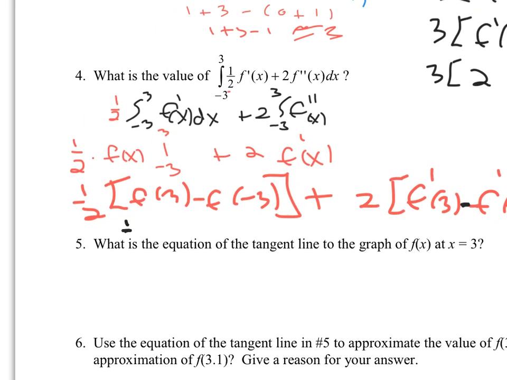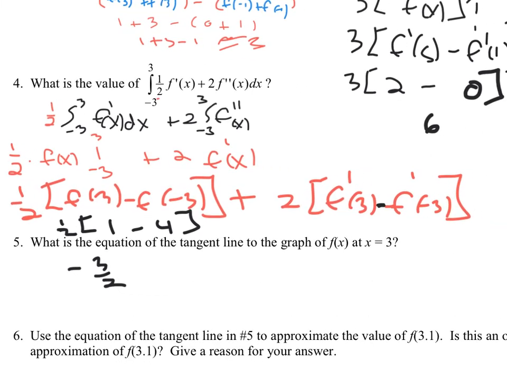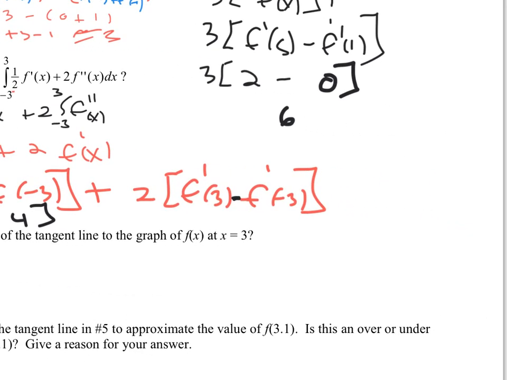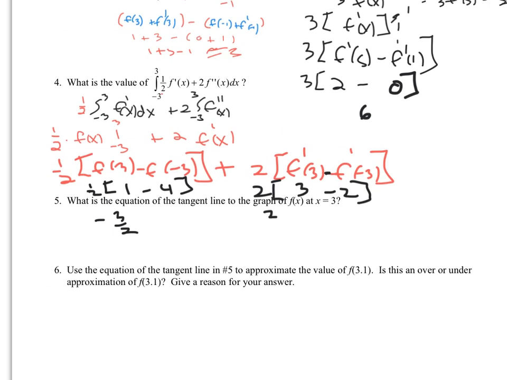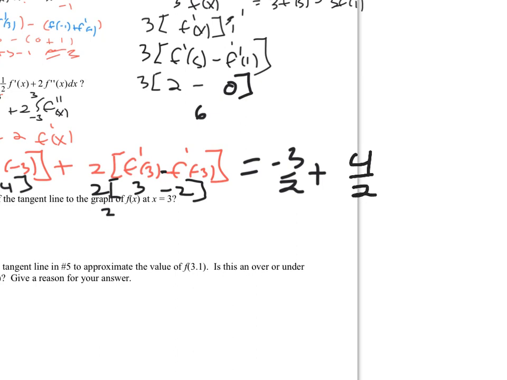What's 1/2 times f of 3? 1. What's f of negative 3? 4. That's 1 minus 4, which is negative 3/2. What's f prime of 3? 3. What is f prime of negative 3? Negative 2. So that's 3 minus 2, which is 1. 1 times 2 is just a 2, right? So negative 3/2 plus 2. I'll write that out: negative 3/2 plus 4/2, because I don't have a calculator. I hope it's 1/2.